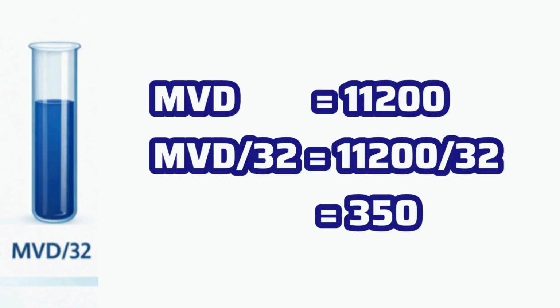MVD by 32 is the same. 11,200 divided by 32 is equal to 350. The sample needs to be diluted 350 times with the help of endotoxin free water. The same procedure is followed up to MVD by 2 and MVD. I will explain one example for sample preparation. MVD by 64 means we need to dilute 175 times.